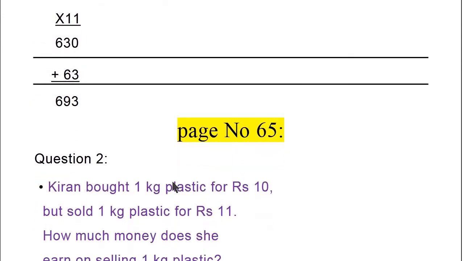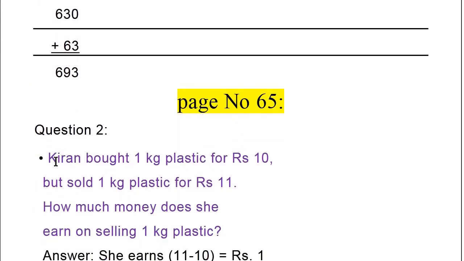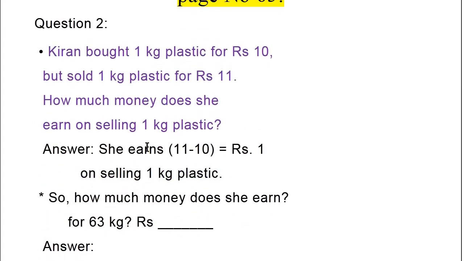Now page number 65. Question number 2. Kiran bought 1 kg plastic for 10 rupees but sold 1 kg plastic for 11 rupees. How much money does she earn on selling 1 kg plastic? Answer. She earns 11 minus 10 is equal to rupees 1 on selling 1 kg plastic.